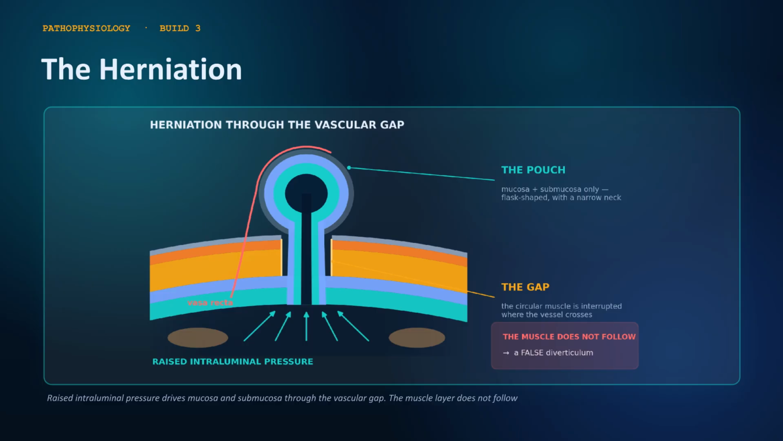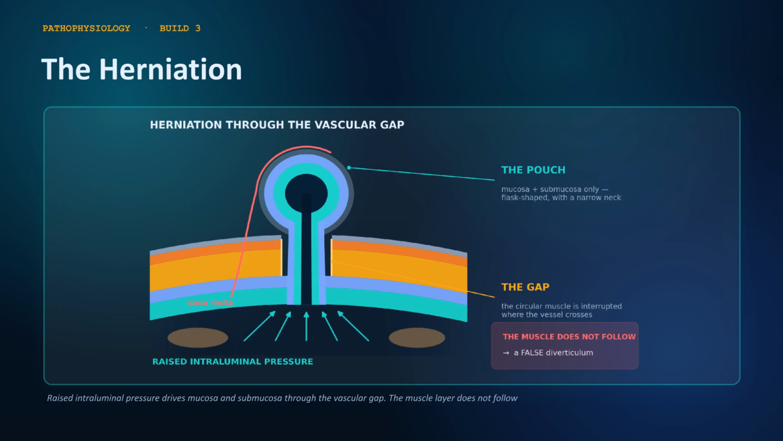Here is the wall again with one of those vascular gaps. When the pressure inside the lumen rises, the mucosa and submucosa are pushed hard against that weak spot. They have nowhere to go but outward, and they slide through the gap alongside the vessel. Notice carefully that the muscle layer does not follow. It is only the lining that herniates.